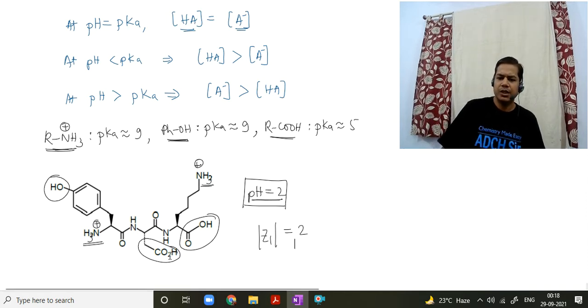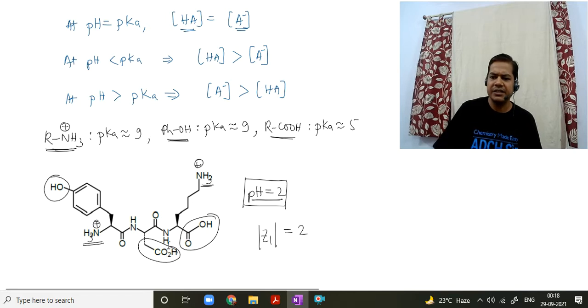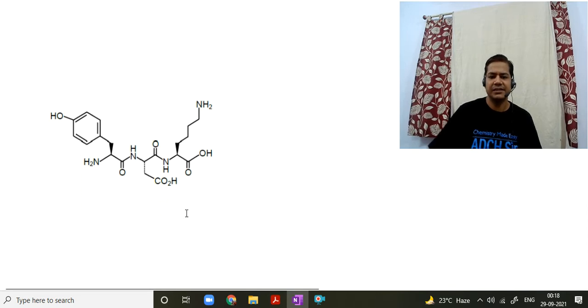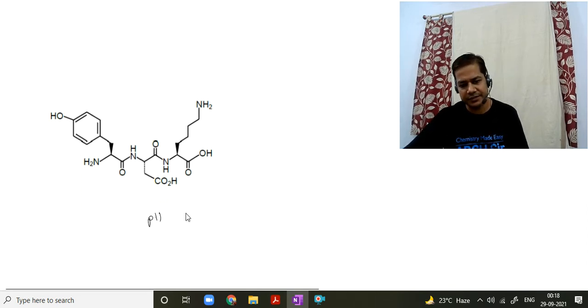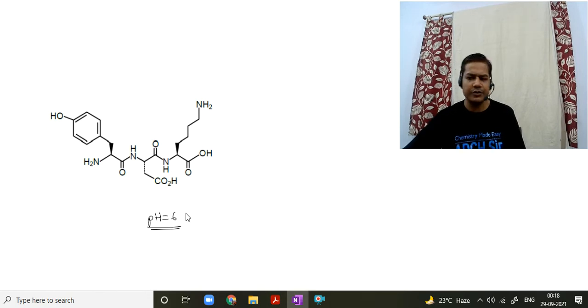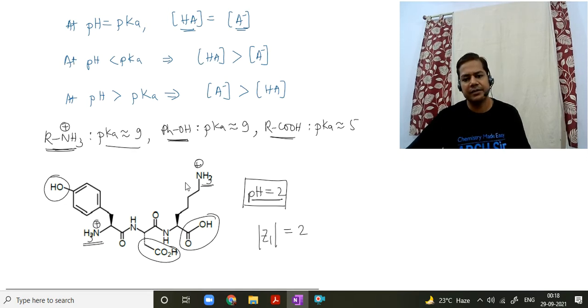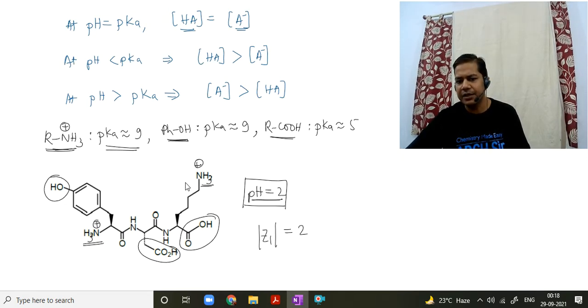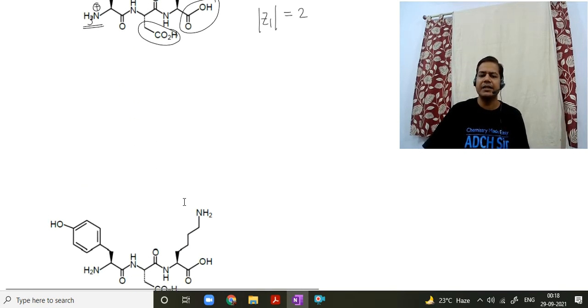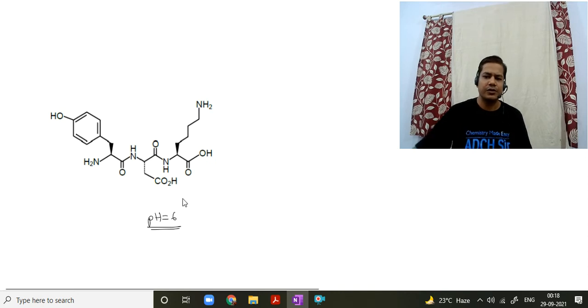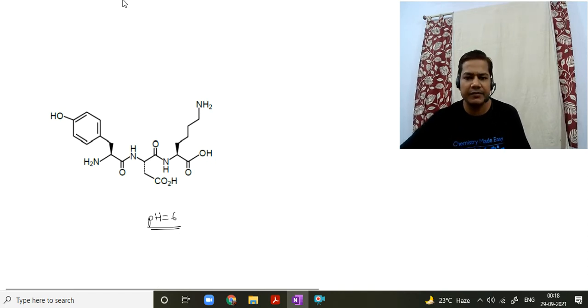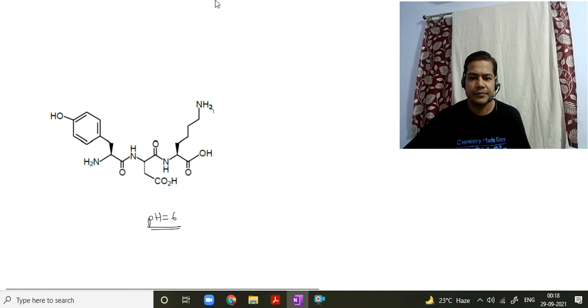Now looking at the state in which it will exist at pH equal to 6. The same peptide at pH equal to 6. This pH of 6 is still less than the pKa of the ammonium ion, and still less than the pKa of phenol. So at pH equal to 6, the ammonium ion will remain in the protonated form, and phenol will also not ionize. So we will say that the ammonium ion will exist as NH3 plus.